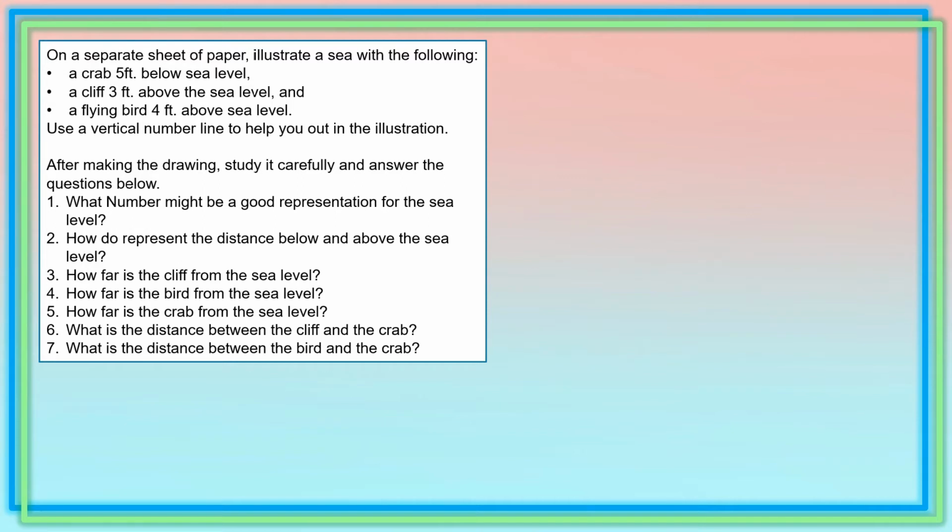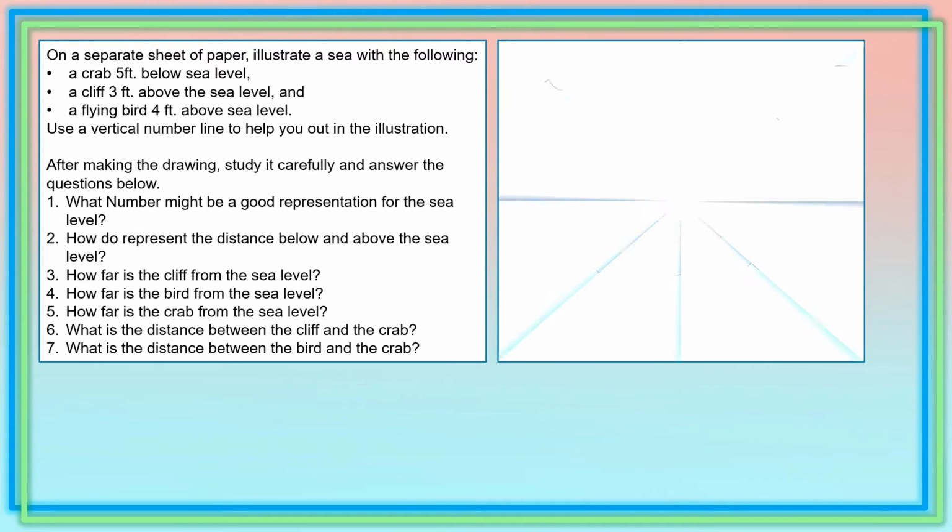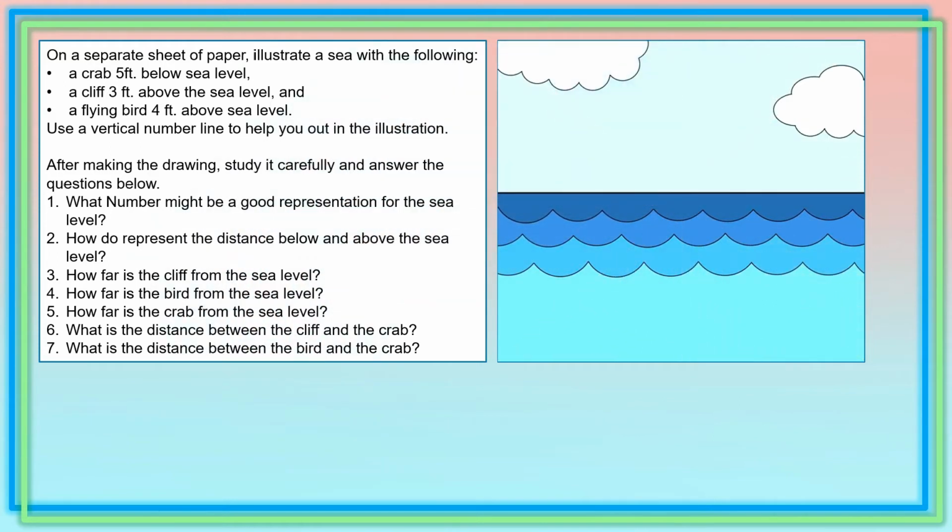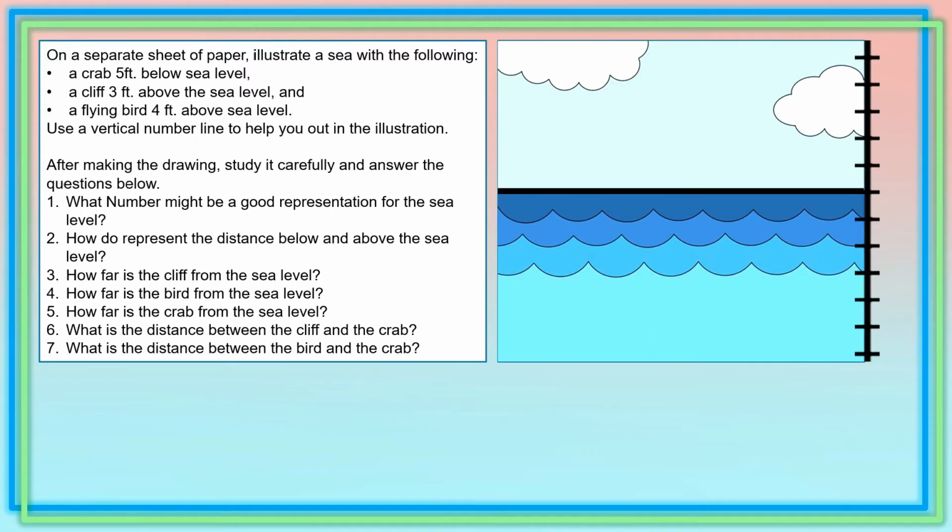So, una, kailangan nating mag-drawing ng sea. So, ito ang aking sea. Diba? Ang ganda. Next, we need to use the vertical line. So, ito yung ating vertical line, yung patayo. Kagaya ng ating number line kanina. Then, a crab 5 feet below the sea level. Ang ating sea level, yung makapal na black na line.